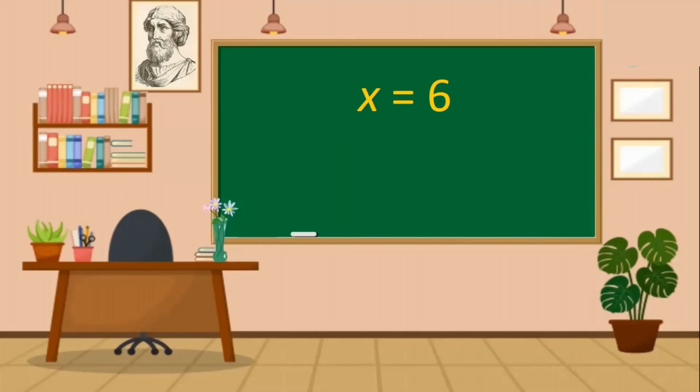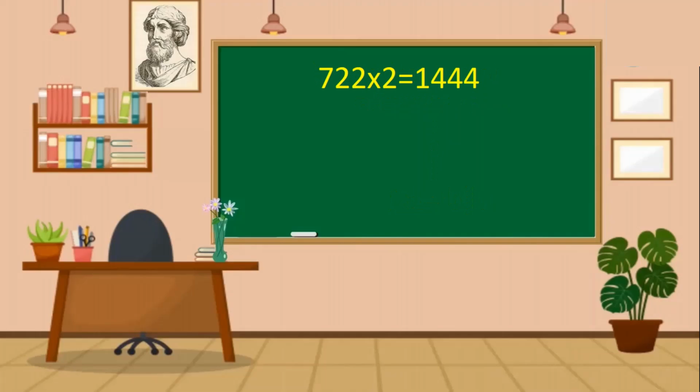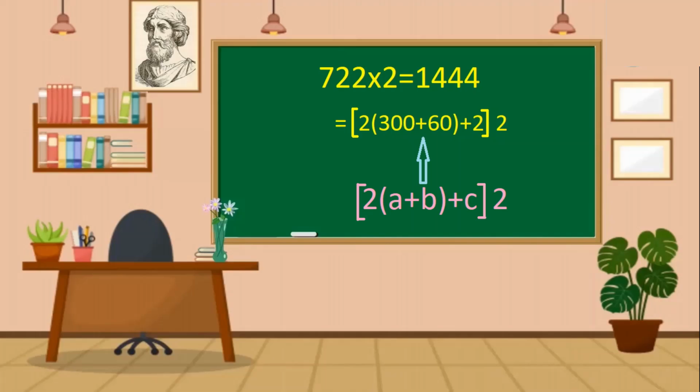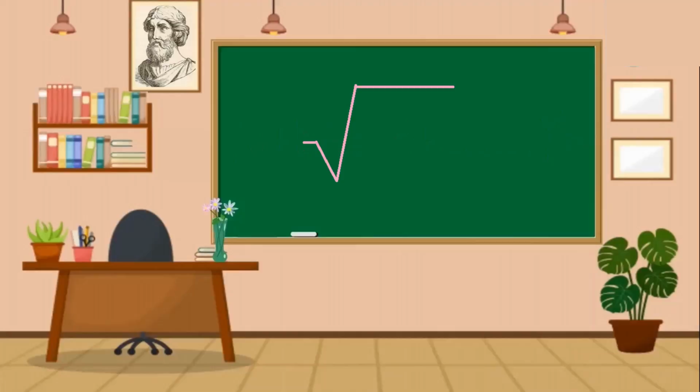Here x becomes 6. Because the 6 is at the tens place of the square root, it represents 60, so this equation becomes (600 + 60) times 60 equals 39,600, which equals (300 times 2 + 60) times 60, and it is related to (2a + b) times b in the above model. Then we have 722 times 2 equals 1434, and this represents 2 times (300 + 60 + 2) times 2. This is related to 2 times (a + b + c) times c in the above model. We can expand this equation for any number of digits, and use this process to extract square roots.